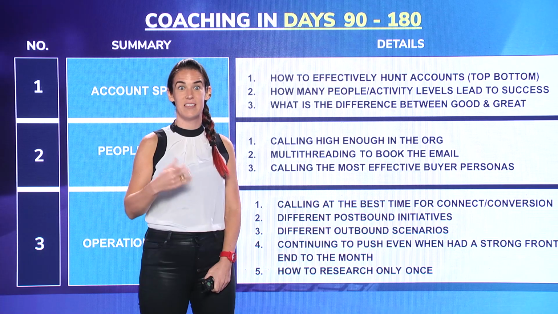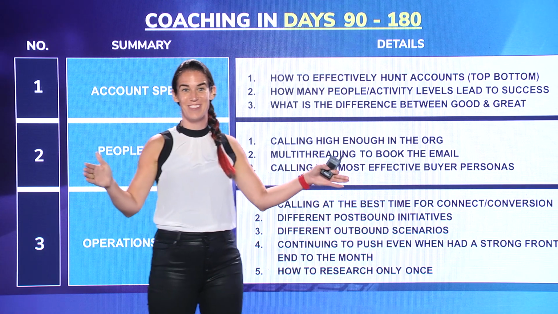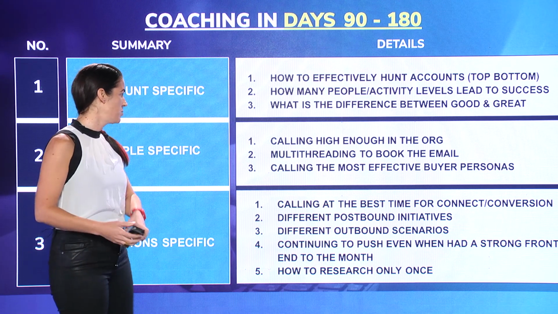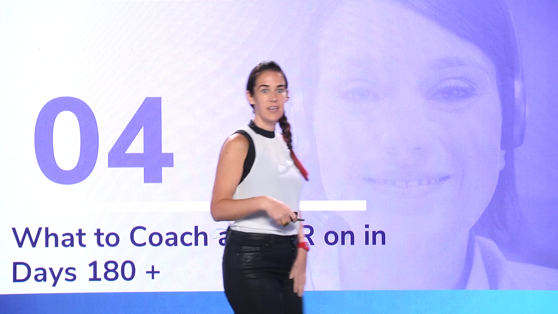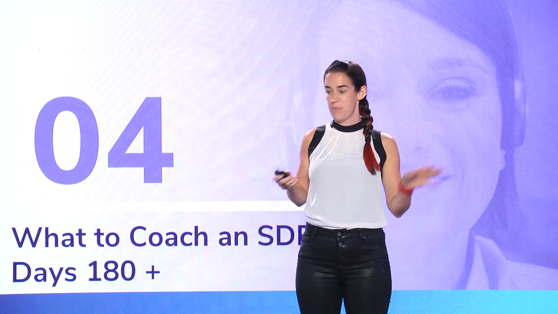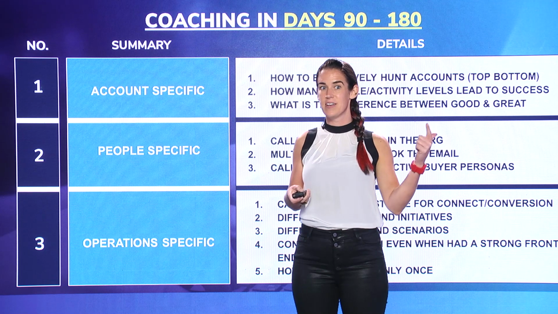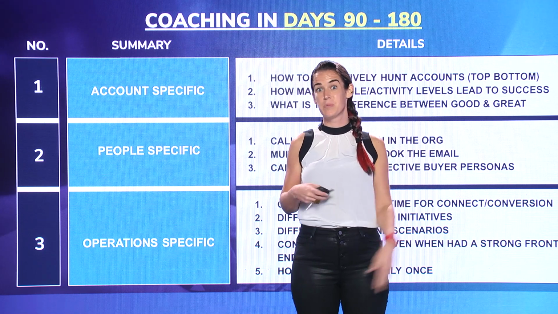Usually it's a hockey stick syndrome, especially within tech, near the end of the quarter. So how to keep your reps accountable in the times where it feels like they're ahead of the game, so that net-net you get the result in the end that you need. And then the last one is how to research only once. So those are the 4 different pieces. Again, for the second 90 days, you had messaging specific, account specific, people specific, and operation specific.